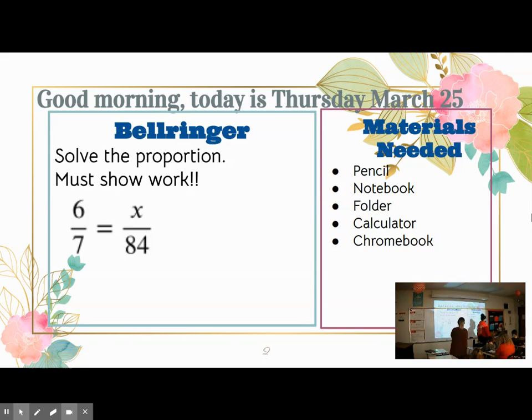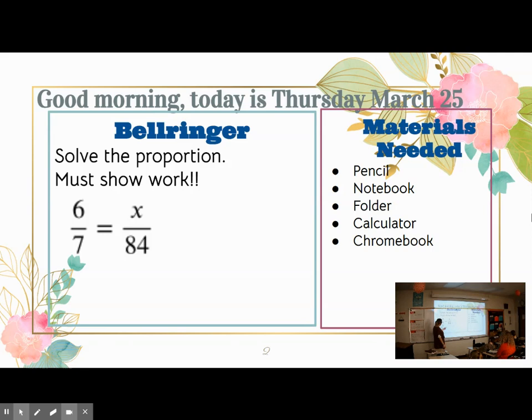So anytime you have a proportion, you have a fraction equals a fraction. To solve a proportion, that means you have one of them unknown. So you either have the top or the bottom unknown on one of the fractions. So to solve it, you have to cross multiply. So you do 6 times 84 equals 7 times x. It's called the extremes and the means. These two are the extremes, and these two are the means. And if you were to multiply them together, the extremes would equal the means.